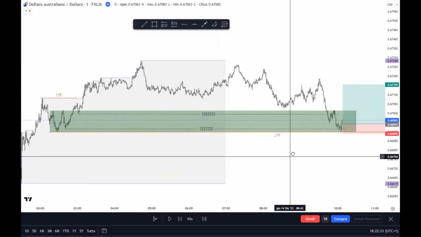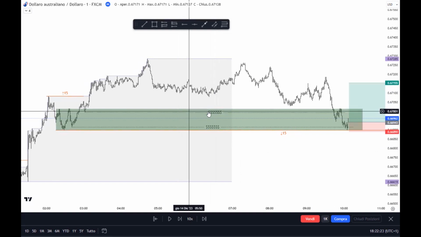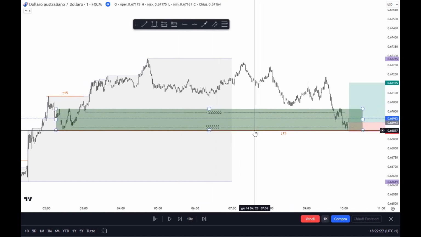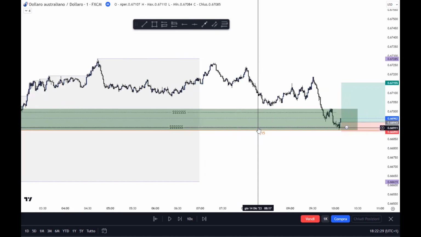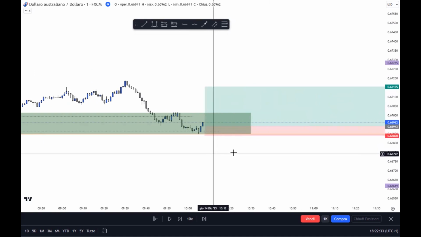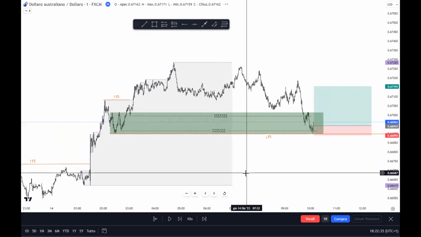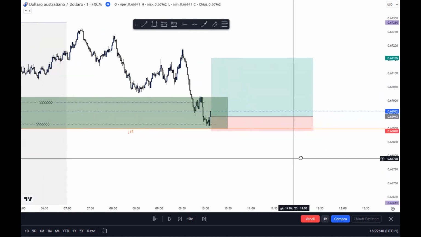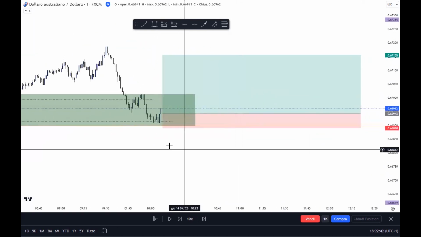Again, we waited for the liquidity to be taken, and it has been taken at this level. This was the first level. Again, in the lower level down here, and that gives us a really good confirmation for this trade. So we jump into this trade really confident.